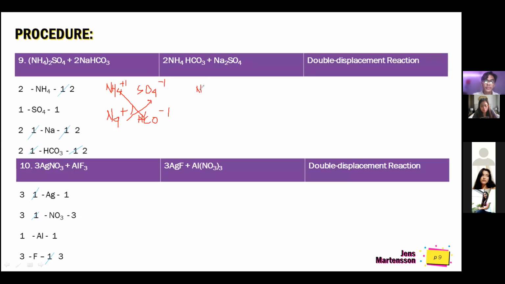ammonium bicarbonate, dapat may 3 pala dito. Sorry. Plus sodium and sulfate.